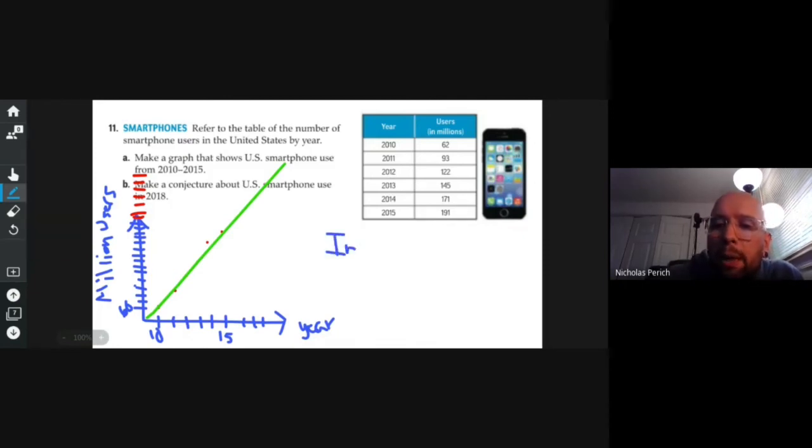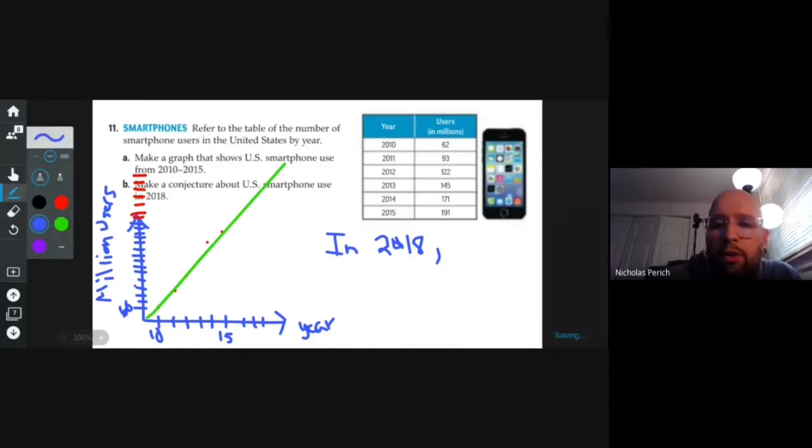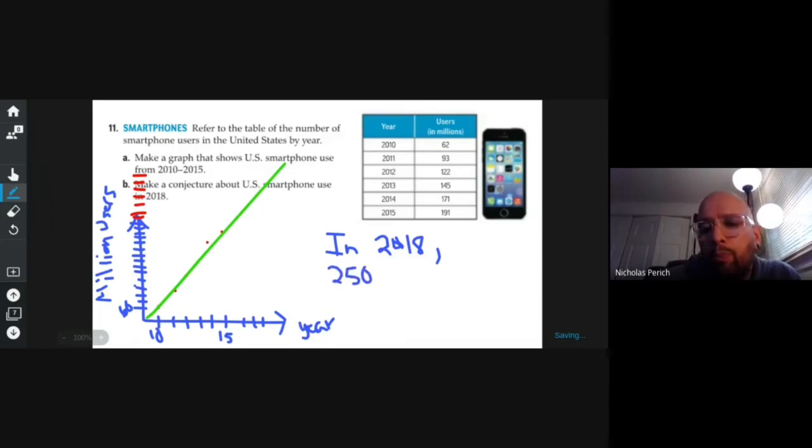So I can make a conjecture that, and this is part B, in 2018, about 250 million, or there will be 250 million smartphone users. So I worded that poorly. In 2018, there will be 250 million smartphone users. Did I need a graph to prove that point?